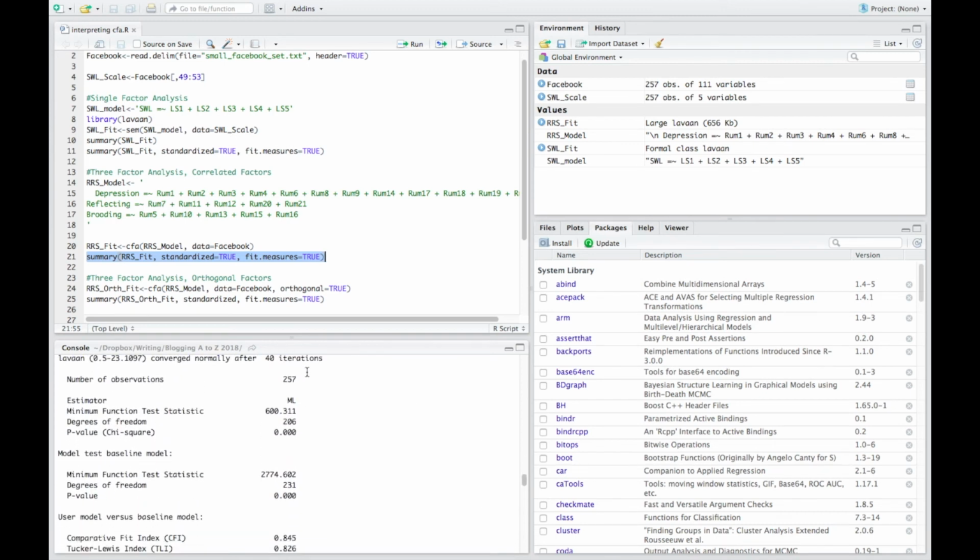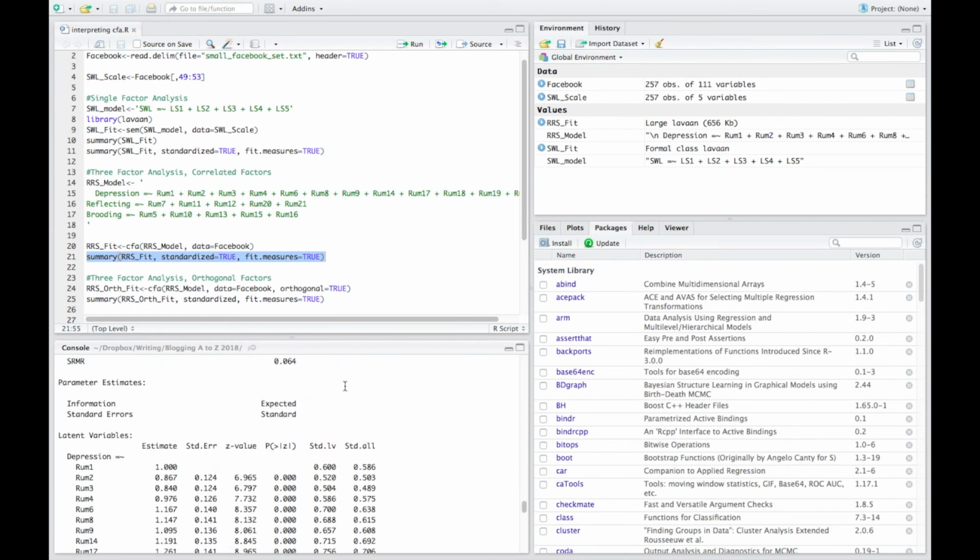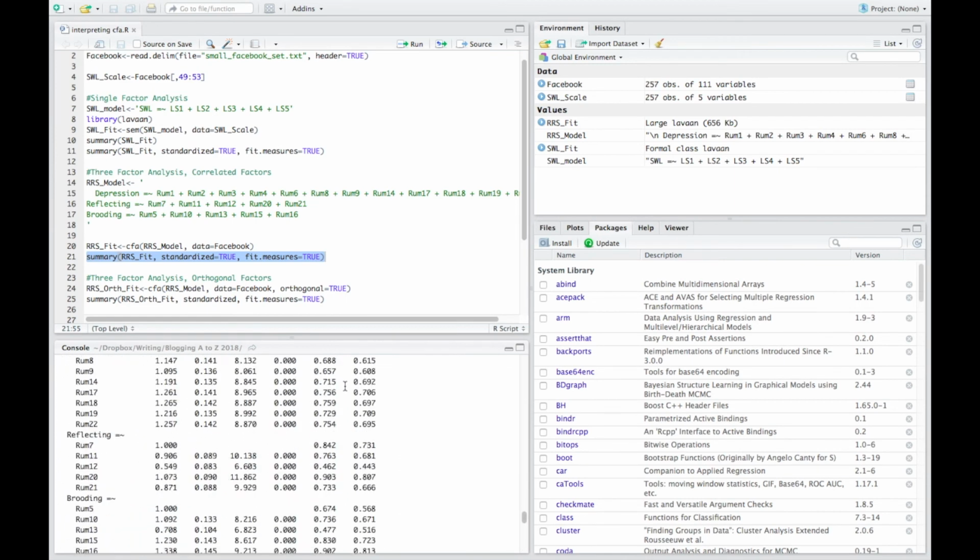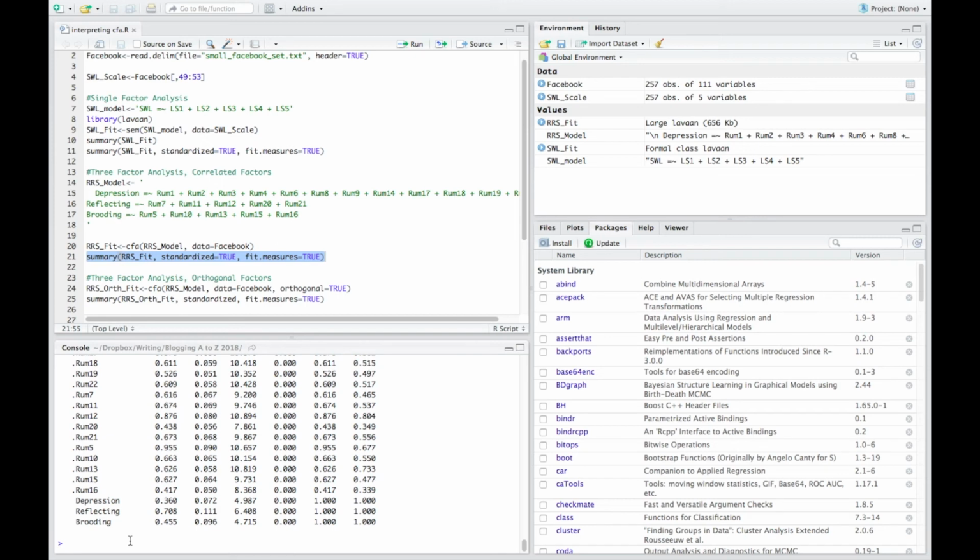So once again, number of observations is correct, 257. Degrees of freedom is much higher in this case because we had these 22 variables that we were dealing with. So we gave it a lot of pieces of variances and covariances. We still have a very significant chi-square, but if I divide these two, 600.311 divided by 206, we actually have a non-significant normed chi-square, 2.91.